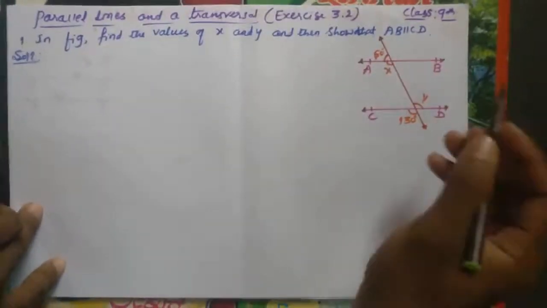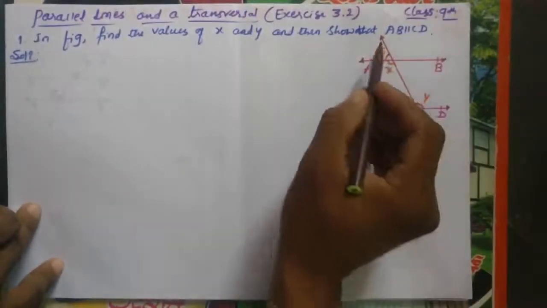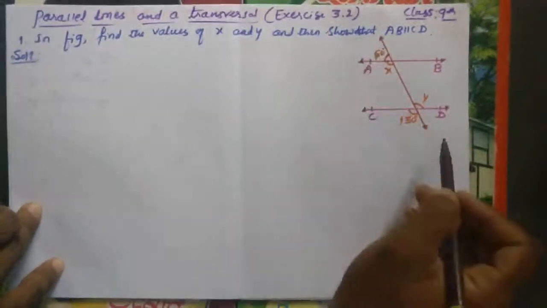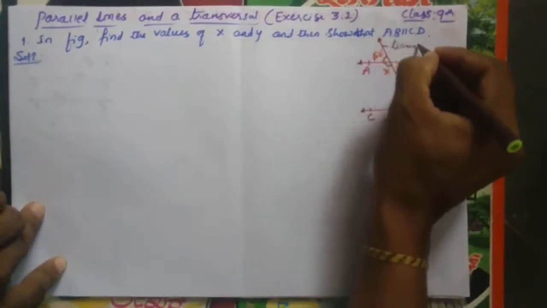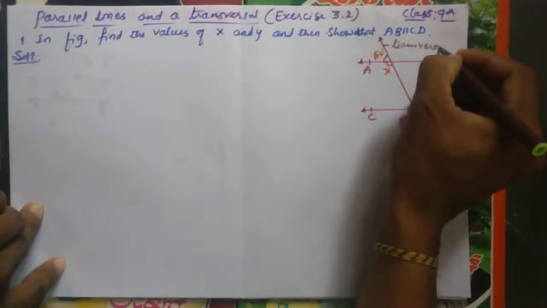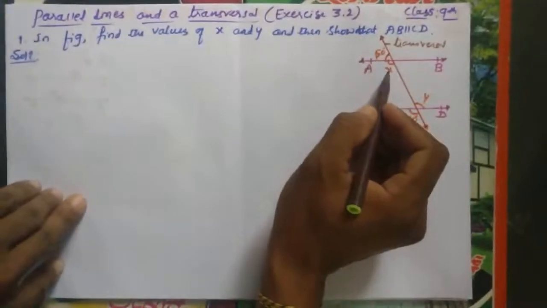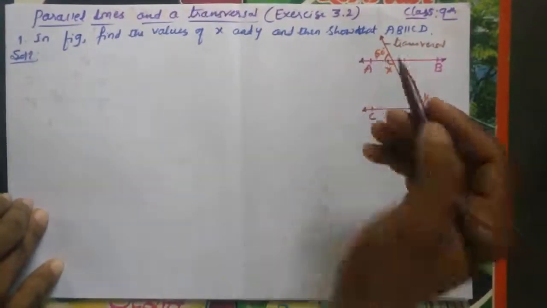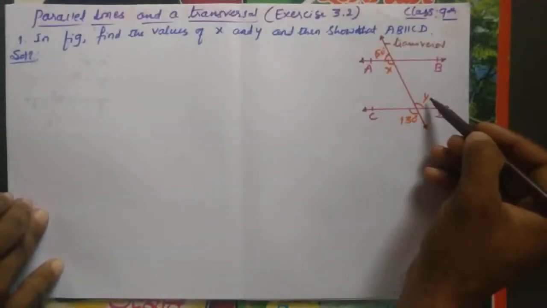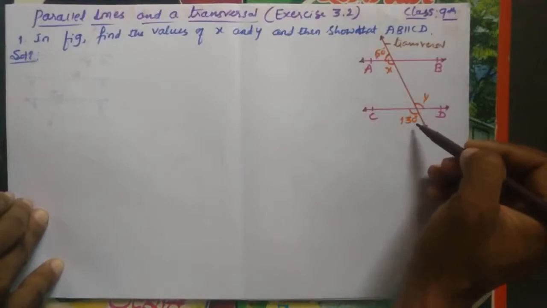Very simple here. We know that 50 plus x is equal to 180 degrees, because this transversal line is a straight line. A straight line is equal to 180 degrees. So 50 plus x is equal to 180, then the value of x is equal to 180 minus 50, that is 130. Here also, angle y is equal to 130 degrees.